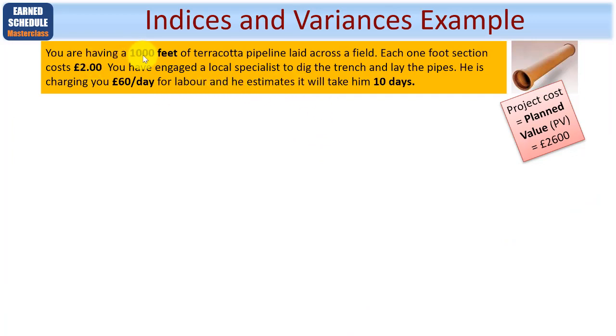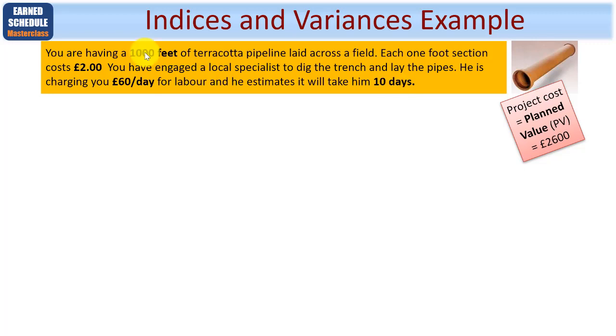Let's imagine you're having 1,000 feet of terracotta pipeline laid across a field. Each 1 foot section costs £2 in labour costs. You have engaged a local specialist to dig the trench and lay the pipes. He is charging you £60 a day for labour, and he estimates that it will take him 10 days. So what is the projected cost, your planned value, your budget at completion?